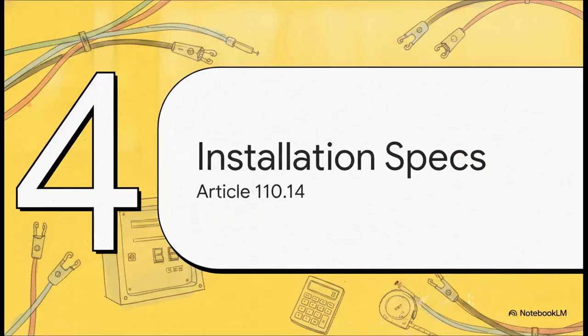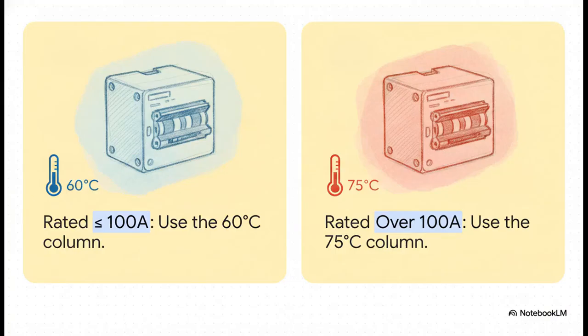Part 4. Installation specs. Okay, test takers absolutely love this one. According to 110.14(C), if your overcurrent protection device, so your breaker, is rated for 100 amps or less, you gotta use the 60 degrees Celsius column for your conductor ampacity, unless the equipment is specifically listed and marked otherwise. If the circuit is rated for over 100 amps, you bump up to the 75 degrees Celsius column. The trap here: the temperature rating is completely driven by the breaker size, not by the insulation rating on the wire you're holding in your hand.